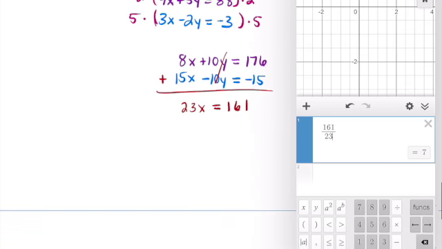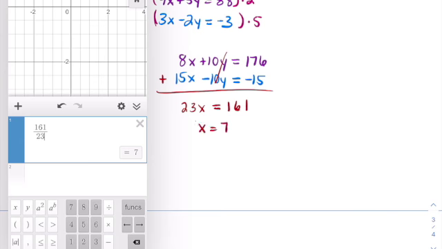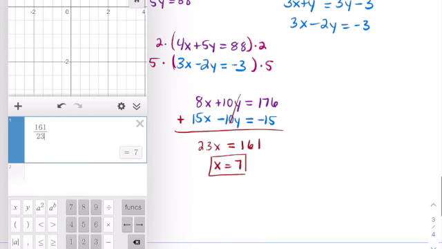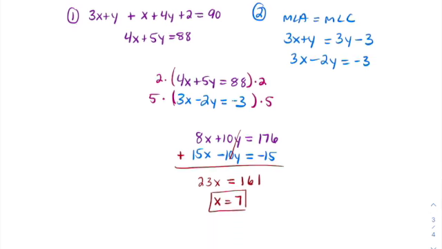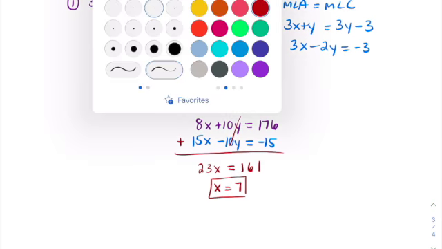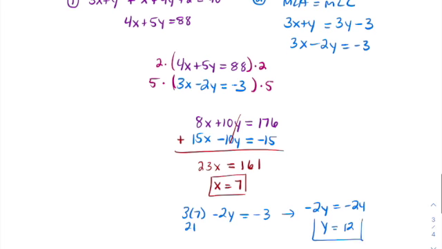And, oh, look at that. That is a nice whole number. I wasn't sure if that was going to work out for us here. 161 divided by 23 gives us that x is 7. Awesome. So x is 7, and now we need to go back and find y. I'm going to pick the blue equation and make this 3 times 7 minus 2y equals negative 3. This gives me negative 2y, this is 21, equals negative 24. So that makes y 12. So we have 12 and 7.